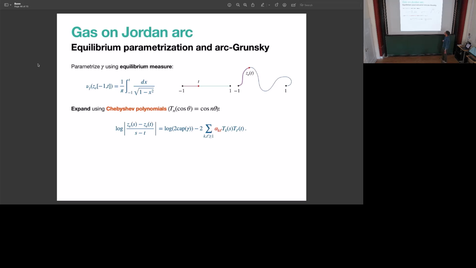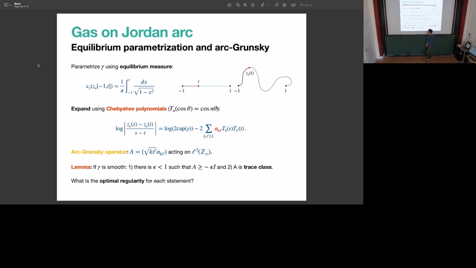Okay, so you can do that. The fact that you have just constant coefficients here has to do with the fact that we are using exactly this parameterization. This is important: it is the equilibrium parameterization. So I have coefficients a_kl. We call them the arc Grunsky coefficients. And we do the same thing as before. We collect them in a semi-infinite matrix. We think of this now again as acting on little l2.